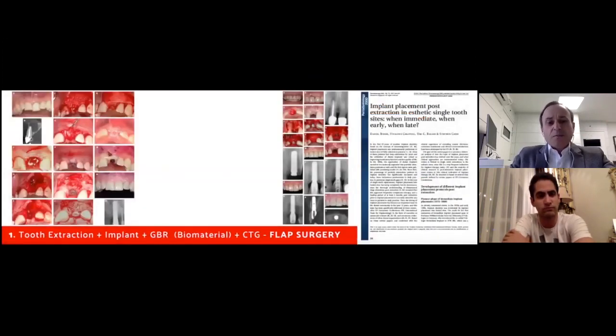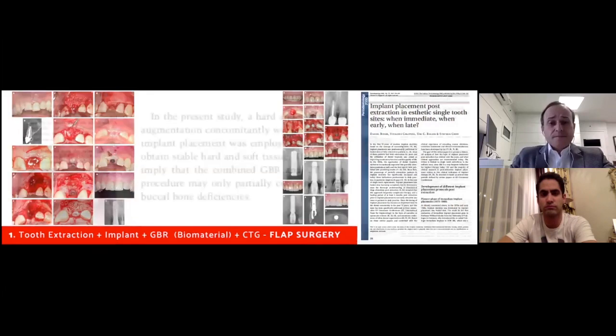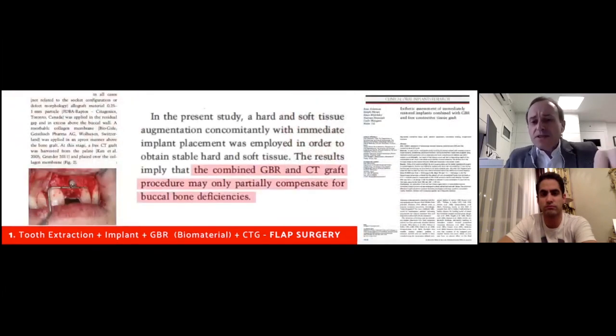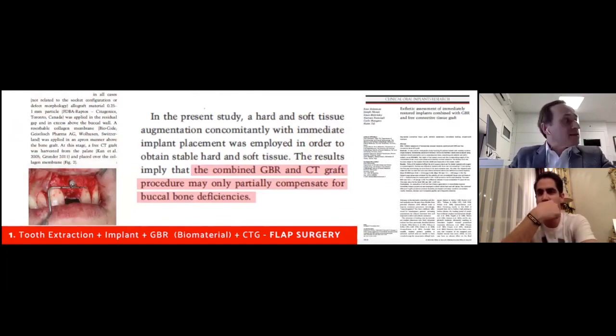Number 1, tooth extraction plus implant plus GBR plus CT graft using a flapless surgery. Danny Buser has been doing it for such a long time. This is the most useful technique based on the literature around the world. But if you see this article that was published a couple of years before by Coleman and his team, they said that the combined GBR and CT graft procedure may only partially compensate for buccal bone deficiencies.